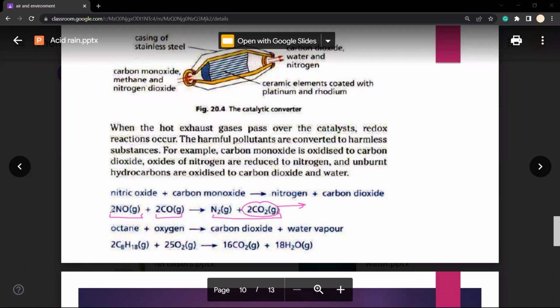Okay? So nitrogen oxide and carbon monoxide in the car catalytic converter, these harmful gases convert into nitrogen and carbon dioxide, and they're liberated in this form. Or the unburnt hydrocarbon combines with the oxygen in the car catalytic converter, and is again converted back into a less harmful combination of gases, that's carbon dioxide and steam.